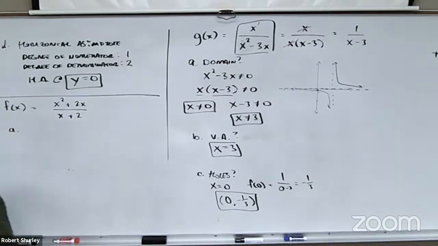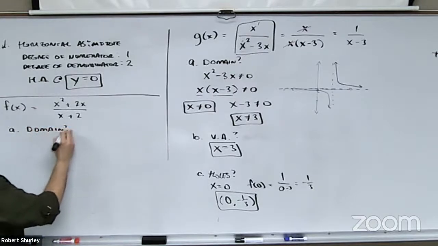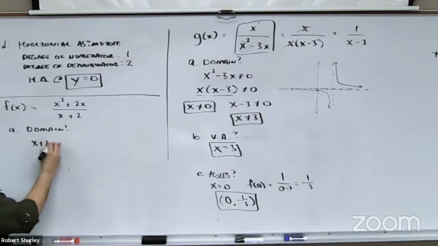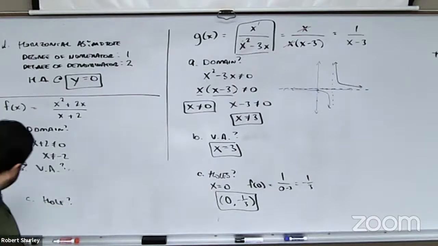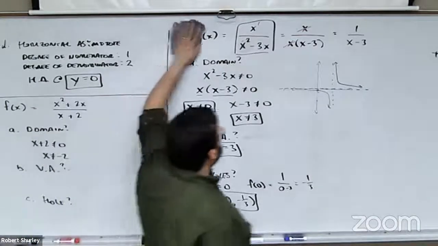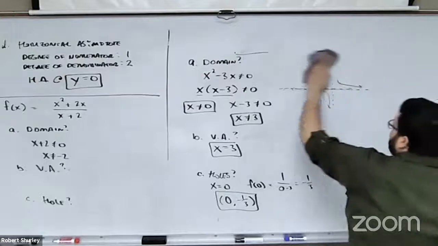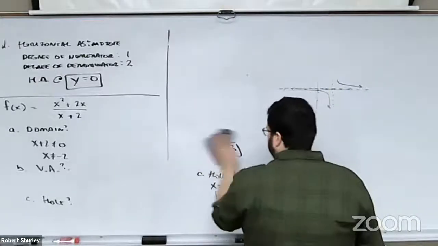A, what's the domain here? You're saying, oh, well, x plus 2 can't be 0. It's just x can't be negative 2. Okay, not a big deal. And I want to know, is that going to be a vertical asymptote? Or is it going to be a hole? Okay, is this going to be a vertical asymptote? Or is this going to be a hole?